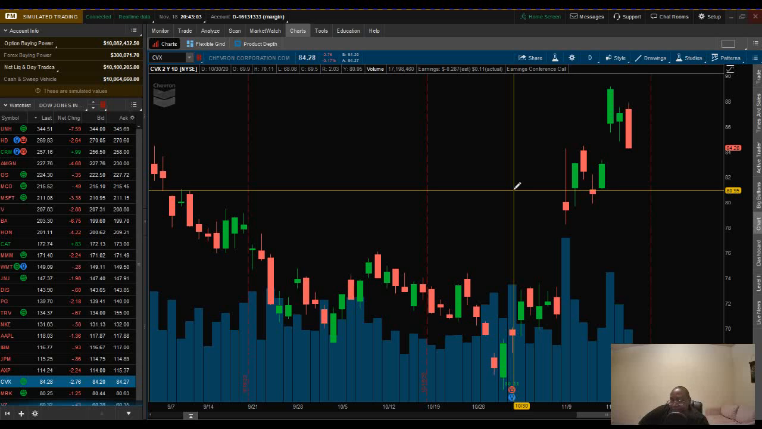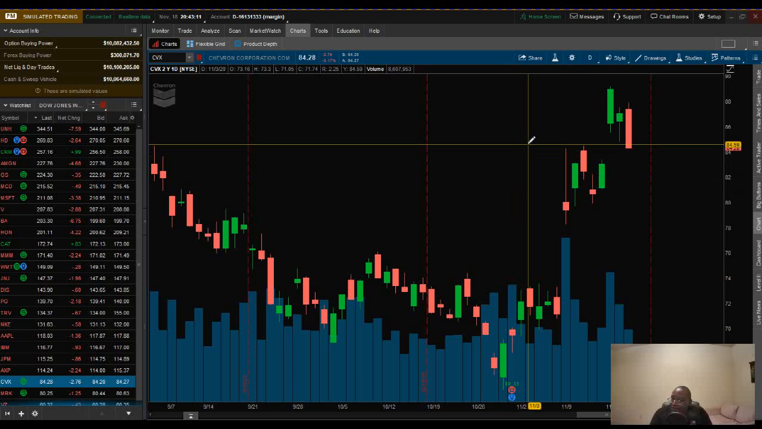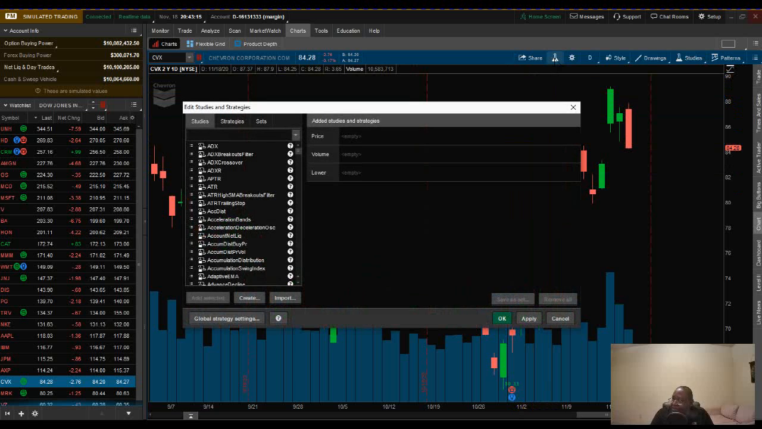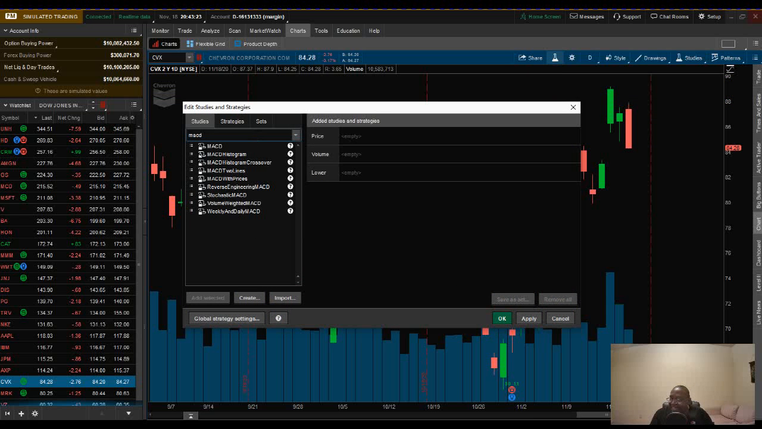But if you are using another brokerage, you should be able to find these same indicators that I'm about to show you. But for those of you following with me with TD Ameritrade, go ahead and click on that Edit Studies tab, and then all you have to do right here is just type MACD, and you already see it right there. So we're going to go ahead and click on that.